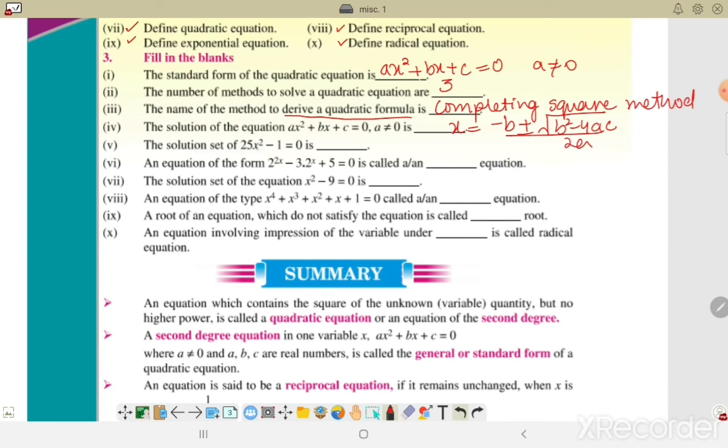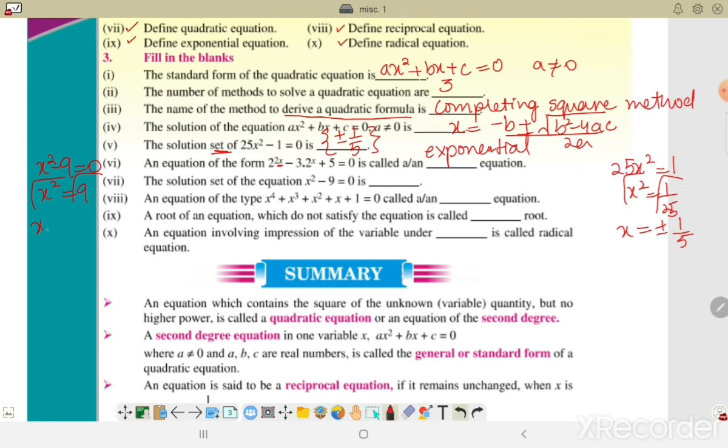The solution set of 25x square minus 1: you just have to solve it, so x square is equal to 1 by 25. When you take the square root on both sides, x equals plus minus 1 by 5. Since they have asked for the solution set, we'll apply the brackets. In the equation of this form, since the variable appears in the exponent, it is the exponential equation. The solution set of x square minus 9 equals 0: x square is equal to 9, and when you take the square root on both sides, x is equal to plus minus 3. Again, they have used the word set, so we'll apply brackets.